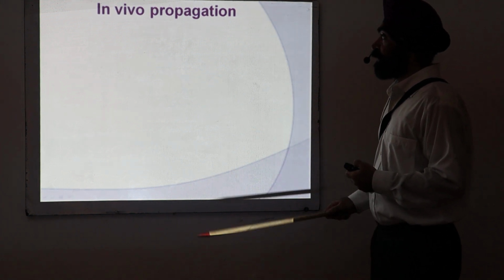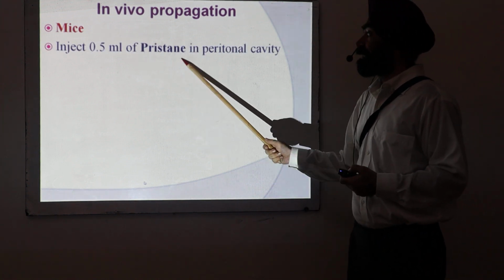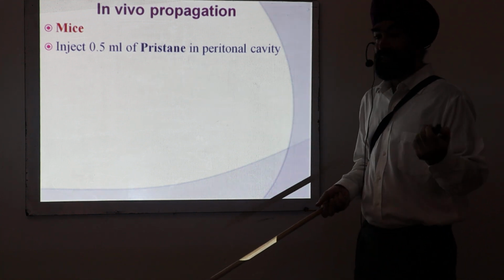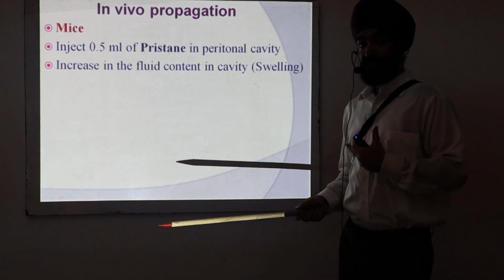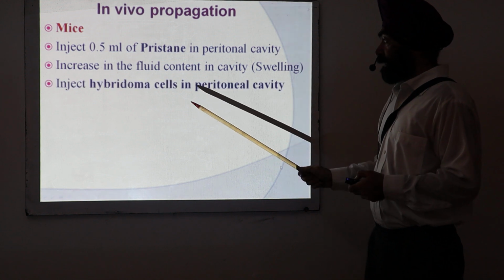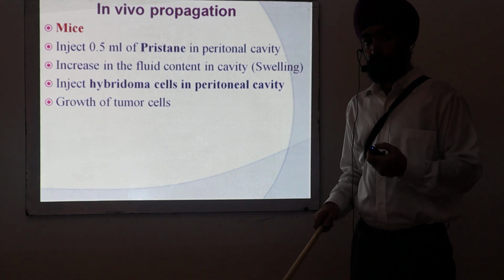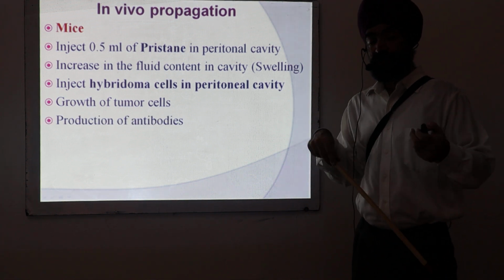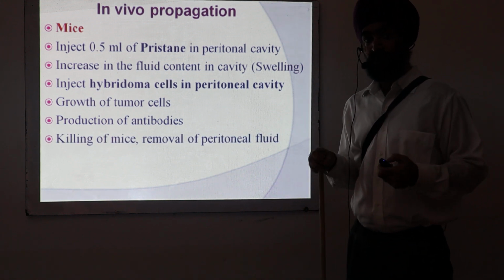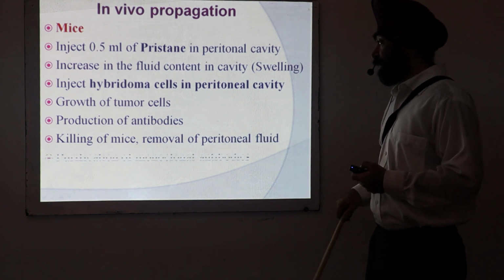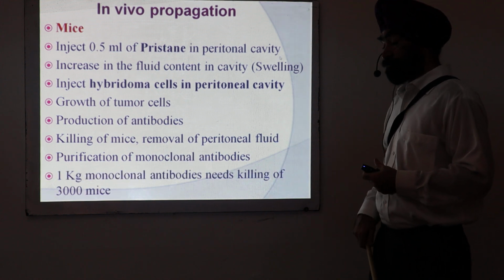First, in vivo propagation. So what we take? We take the mice. So first of all, you take pristane. It is just a type of alkane, a long chain alkane. So you inject 0.5 ml in the peritoneal cavity so as to increase the fluid content, swelling. Then you add hybridoma cells in the peritoneal cavity. So now tumor cells will grow. As the tumor cells grow, they will start secreting antibodies. So all the antibodies are accumulated in the peritoneal cavity. You kill the mice, remove the peritoneal fluid, then you can purify the monoclonal antibody from this peritoneal fluid.